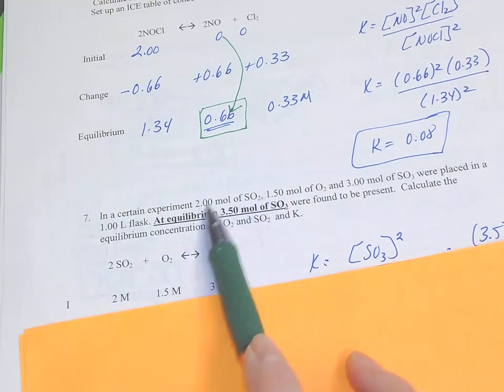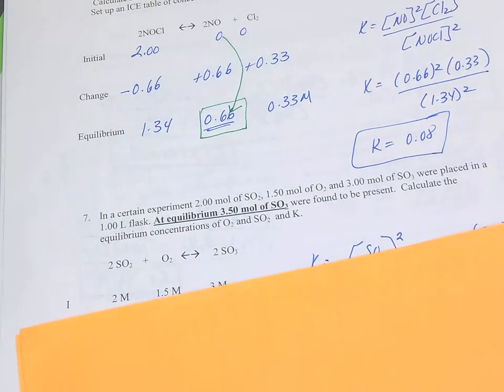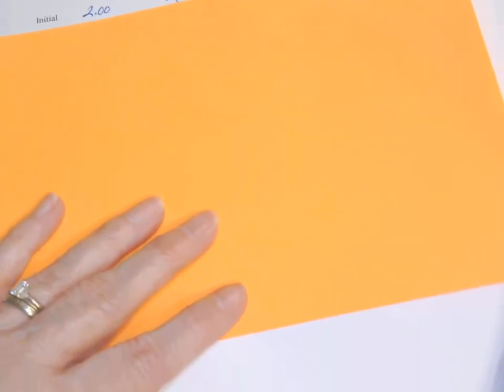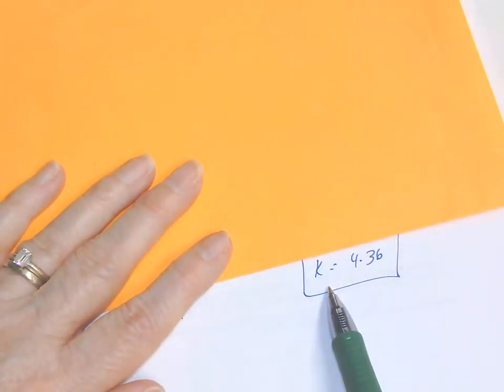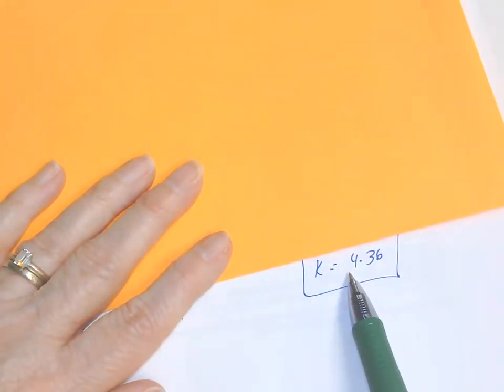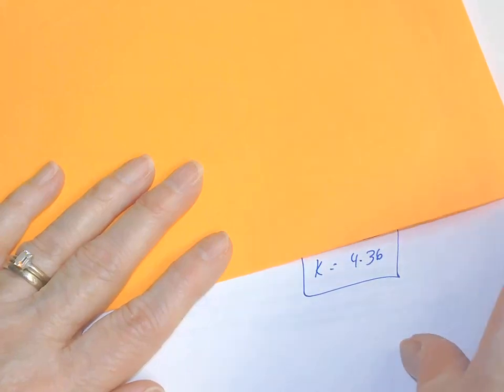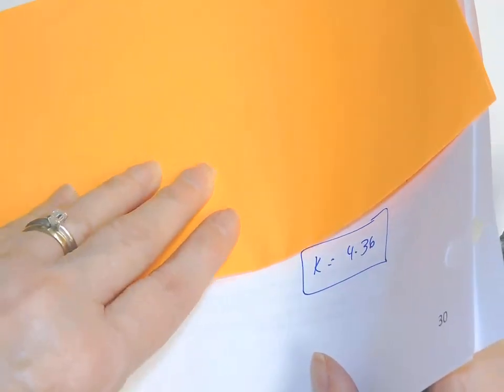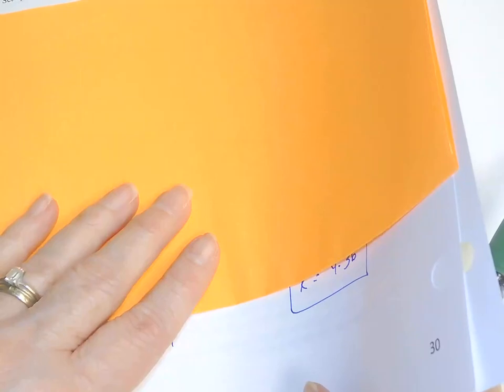If you look at number 7, it also gives you your initials. It gives you your equilibrium amount. I'll give you the answer to this. When you're done, you should have a K of 4.36. So that is nothing more than putting your values in and solving stoichiometrically and algebraically.